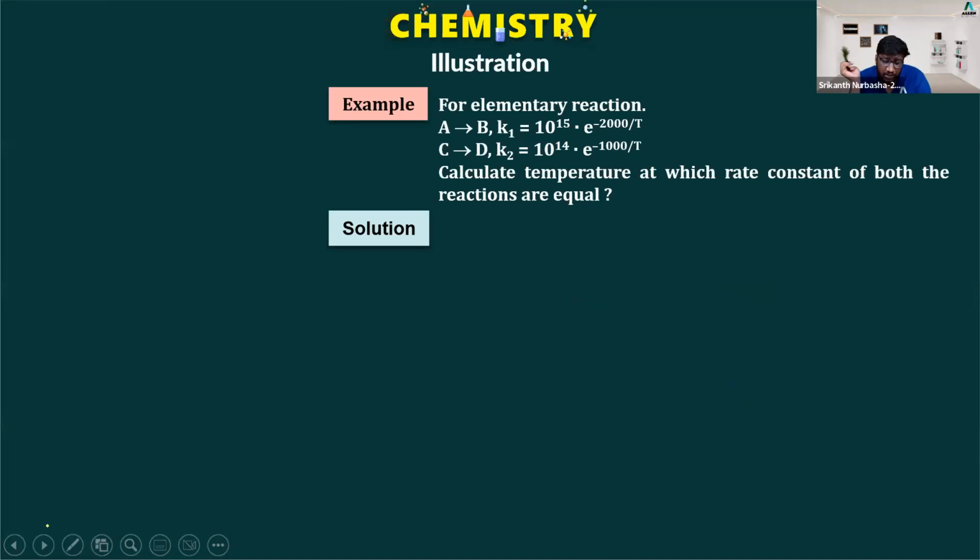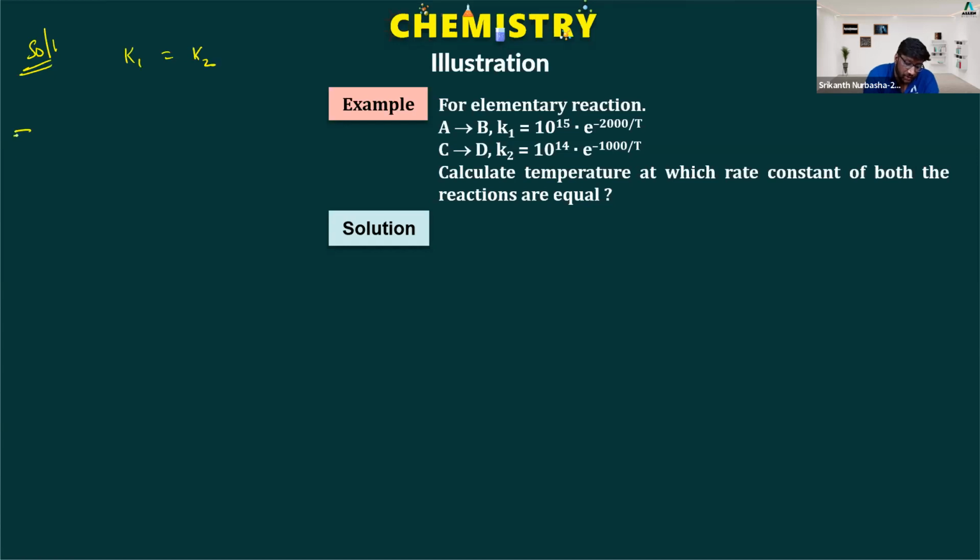For elementary reactions A to B, K1 is equal to 10 power 15 into e power minus 2000 by T. For C to D, K2 is equal to 10 power 14 into e power minus 1000 by T. Calculate the temperature at which the rate constants of both the reactions are equal. Two reactions are given. You have to find the temperature at which the rate constants are equal. So the solution goes like this. K1 is equal to K2.